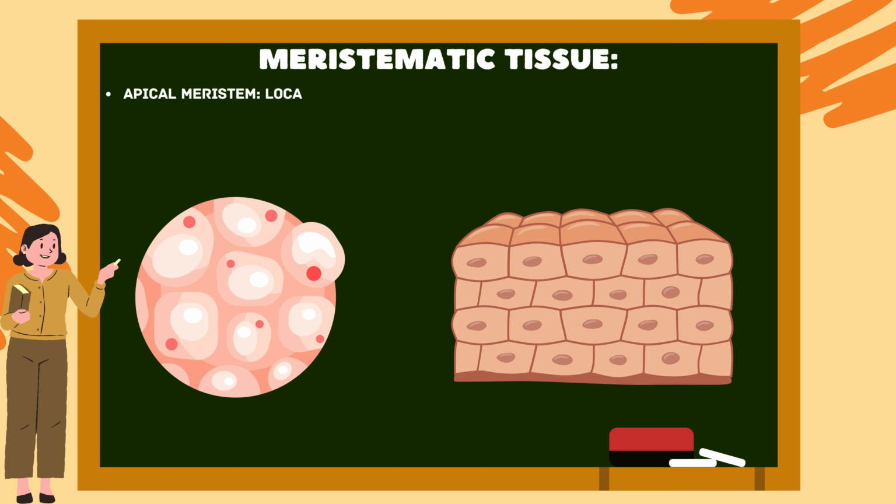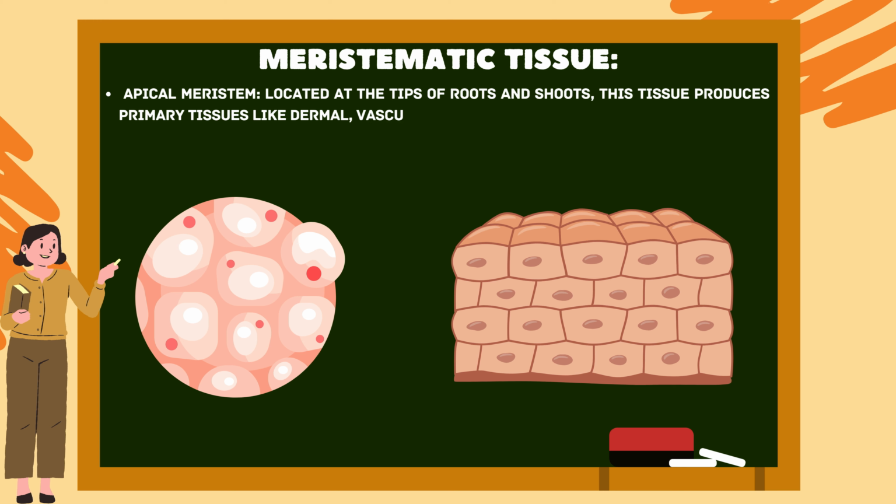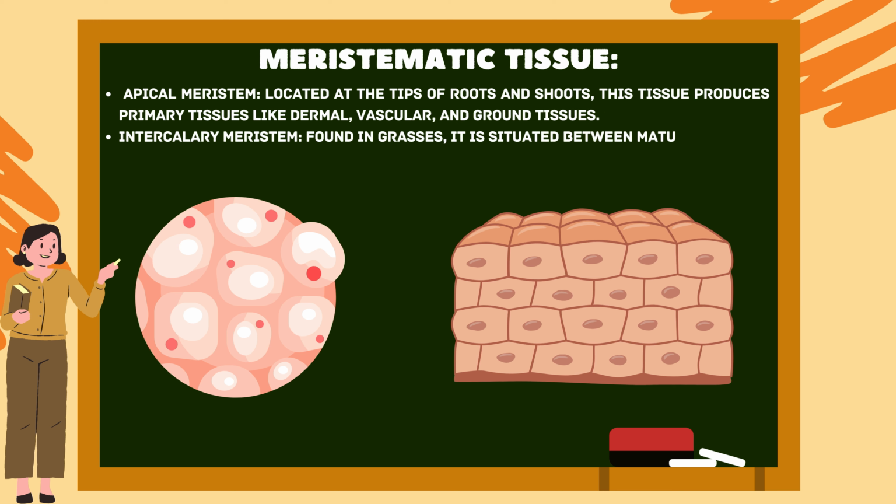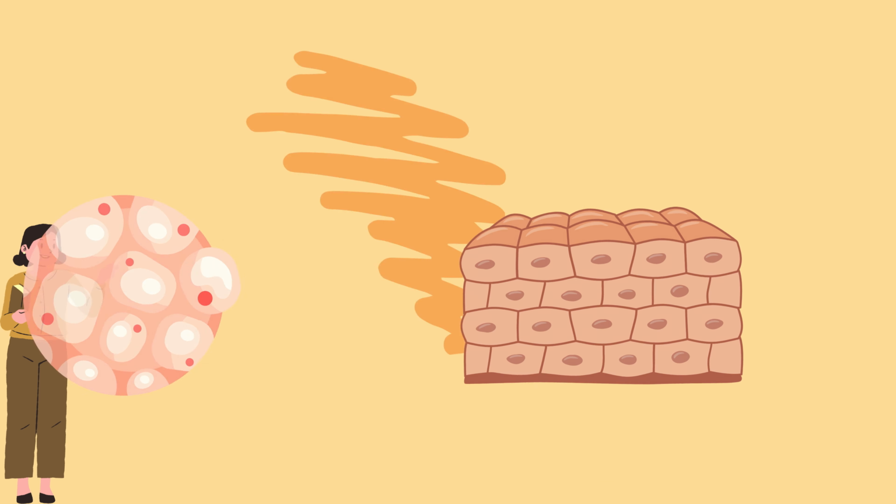Meristematic tissue. Apical meristem is located at the tips of roots and shoots. This tissue produces primary tissues like dermal, vascular and ground tissues. Intercalary meristem is found in grasses. It is situated between mature tissues. Lateral meristem is responsible for generating secondary tissues like cambium.